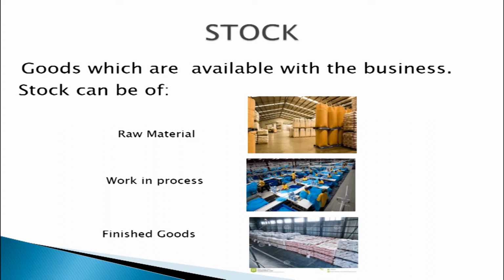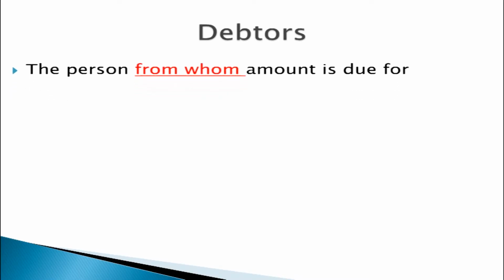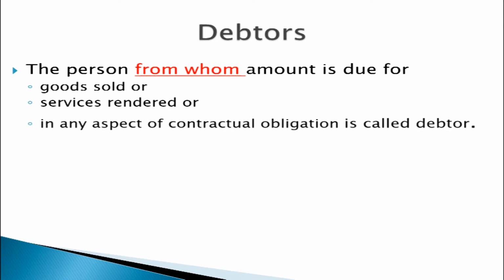Moving on to the next term, that is debtors. The person from whom the amount is due for goods sold or services rendered or in any aspect of contractual obligation is called debtor. For example, Mr. A has purchased goods worth $10,000 from Mr. Z. In this case, the amount is due from Mr. A by Mr. Z. Mr. A is debtor in this case. The total amount due from debtors is called book debt. These are shown under the current asset head in balance sheet.